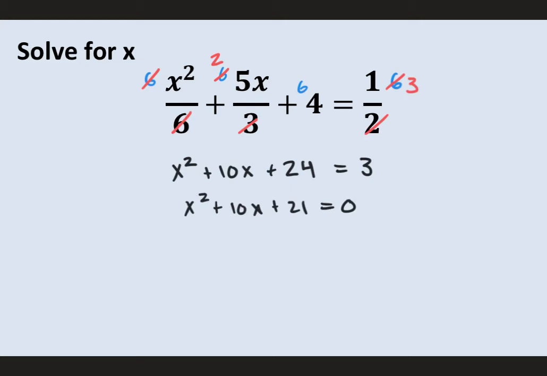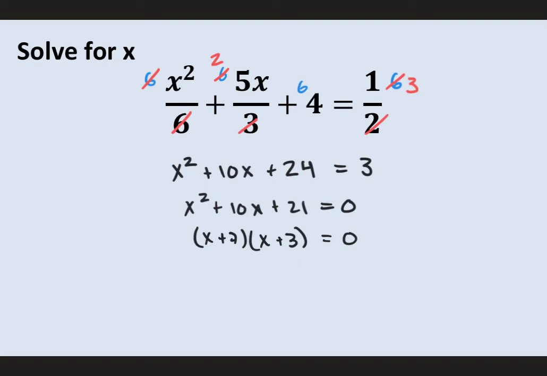Now, my hope is that this factors. If it doesn't factor, I'm stuck doing the quadratic formula, which is a little bit messier. But luckily, this time around, it does factor. What multiplies to 21 and adds to 10 is 7 and 3. So (x plus 7)(x plus 3) equals 0. Then I have to ask myself, what can I plug into each parentheses to make them equal 0?